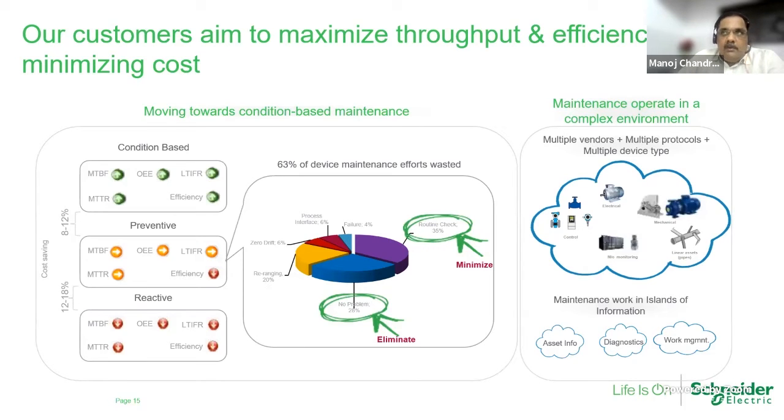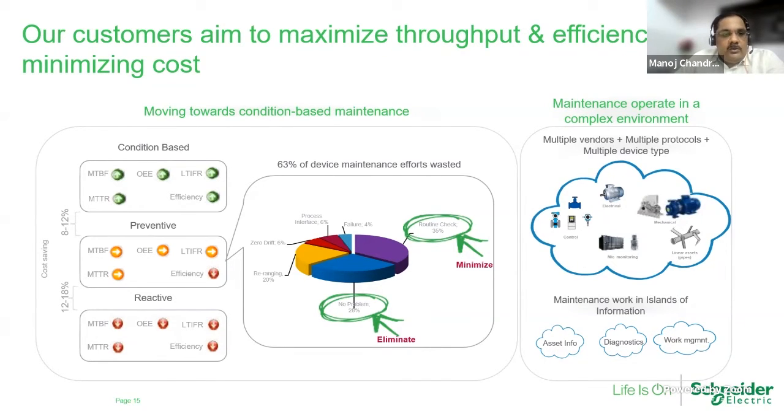Now, during the normal operations, how do you improve reliability? Normally, you have different types of maintenance strategies. You have preventive, where you run the plant for a period of time, then you shut down and do maintenance. Or you have reactive, where you run and then the asset fails and you do maintenance. Nowadays, most of the plants don't do reactive maintenance.